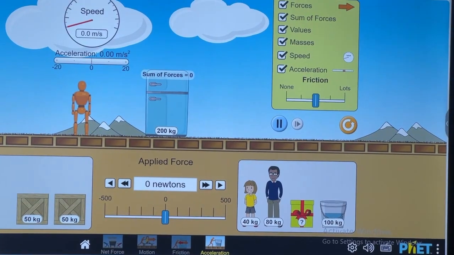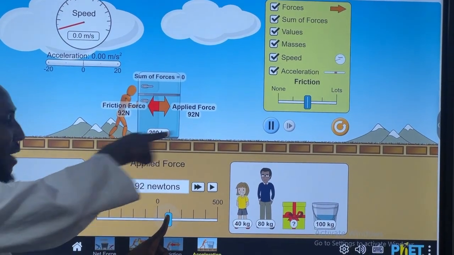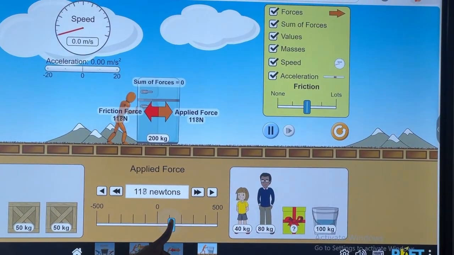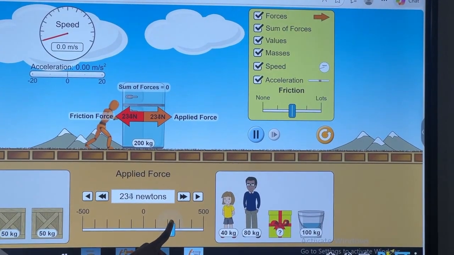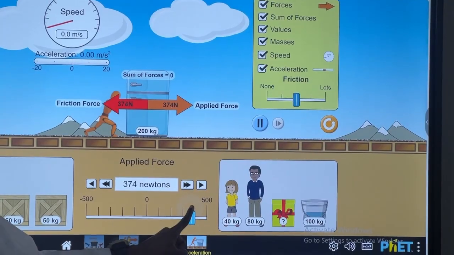So I'm going to apply a certain value now. You can see the applied force is moving towards this direction. The frictional force is moving towards this direction. I'm going to keep applying, increasing it.